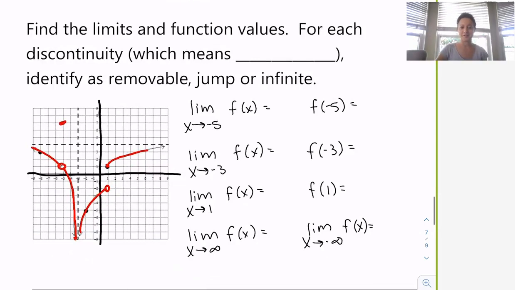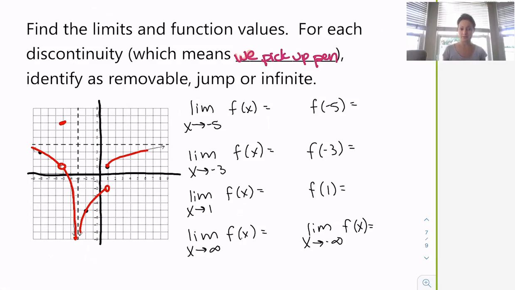All right, so again, do me a favor, pause your screen, copy my screen, and then we'll work all these together. Okay, so it says, find the limits and function values for each discontinuity, which in layman's terms is when you have to pick up your pencil. So we pick up our pen or pencil when we draw this graph and identify each as removable, jump, or infinite. Hopefully those words sound familiar from Precalc, but we'll go over all those, okay? So let's first try these limits and function values.